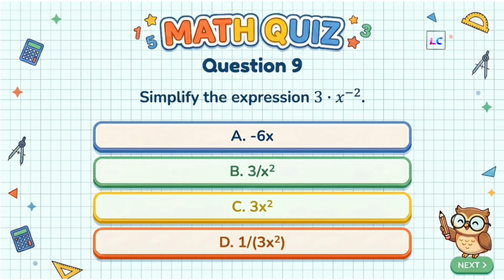Click Next. Question 9. Simplify the expression 3 into x power minus 2. The right answer is option B, 3 divided by x power 2.